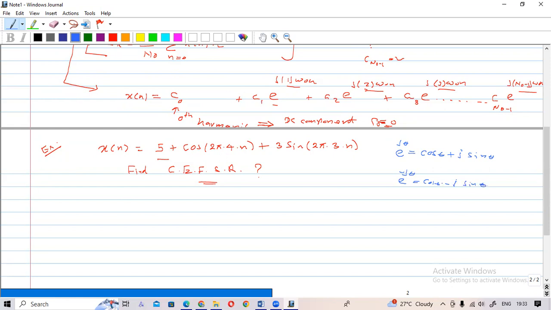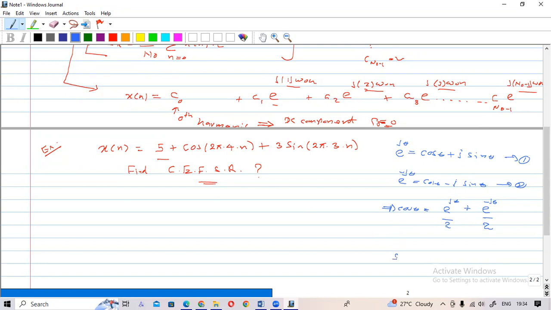Now, if you add them together, let's say this is 1 and this is 2, the j sin theta terms cancel out and you get 2 cos theta. So 2 cos theta is equal to e^(j theta) plus e^(minus j theta). If you want to find cos theta, it will be equal to e^(j theta) divided by 2 plus e^(minus j theta) divided by 2. Now you can see that the cos term can be expressed as a sum of complex exponential terms.